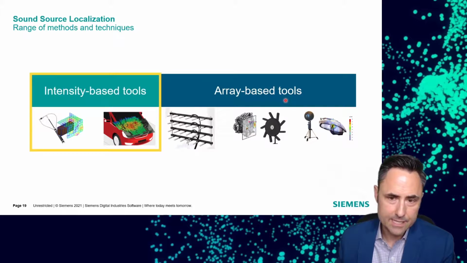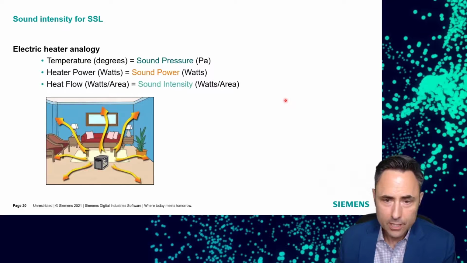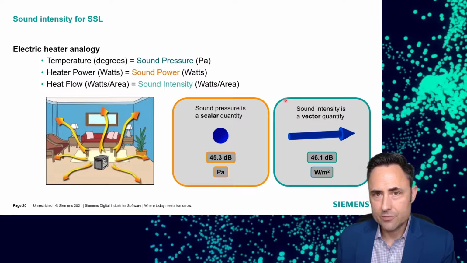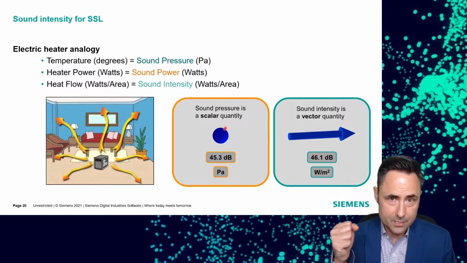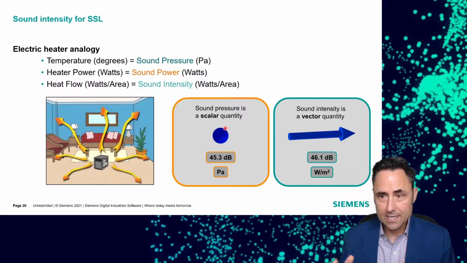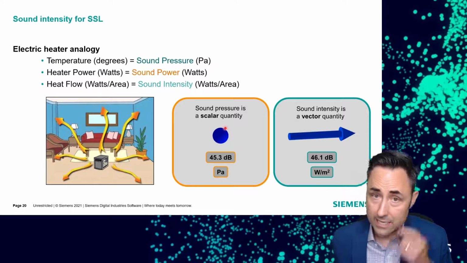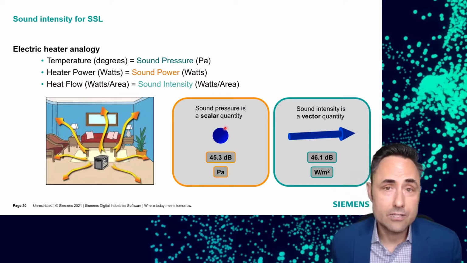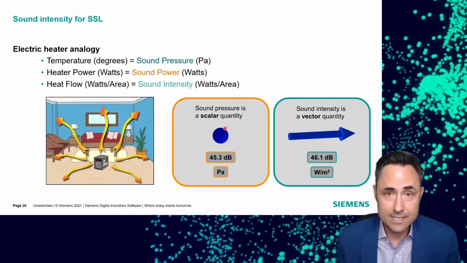So going back to our intensity-based tools, we already know it is the study of the sound flow, like the heat flow from our heater. And this helps us develop this vector quantity, where sound pressure and sound power are just scalar quantities. It's just a magnitude, right? We just know it's, in this case, 45.3 decibels. We don't know anything else about it. Whereas sound intensity says it's 46.1 that way. So that helps us a great deal to deduce where the sound is coming from, because we have this vector orientation as part of our intensity answer, okay?